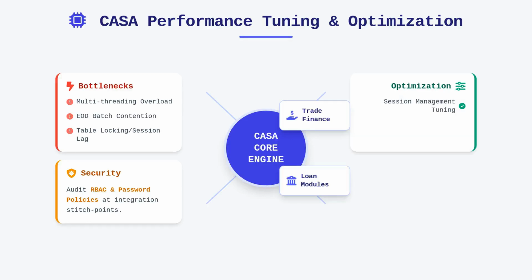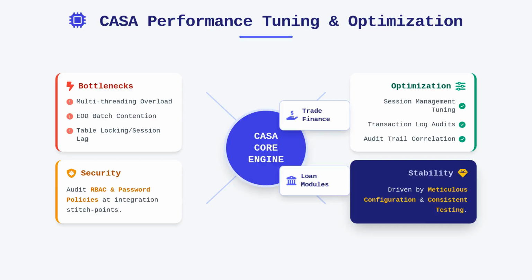Troubleshooting these integrated processes involves auditing the transaction logs for any aborted threads and correlating them with the audit trail configuration. Always verify that your password policies and role-based access controls remain intact across the integrated modules, as security gaps often appear at the points where disparate systems stitch together. Robustness is not accidental. It is the result of meticulous configuration and consistent testing of the data flow between the CASA module and the rest of the FLEXCUBE ecosystem.